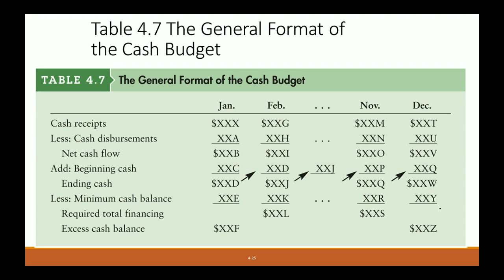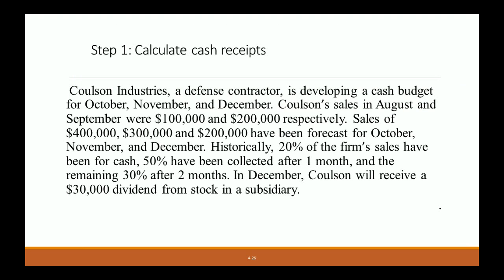And so here is the general format of a cash budget. We start with our cash receipts. We subtract our cash disbursements. That gives us our net cash flow. Add back our beginning cash, and that gives us our ending cash flow. Subtract our minimum required cash balance, and that tells us if we need to borrow money or if we'll have money left over to invest. So this looks nice and simple, but this is really going to be three tables combined, so it takes a little bit longer than it actually looks like it does.